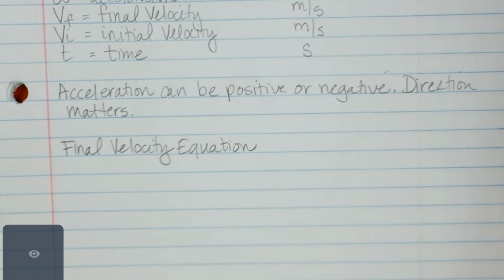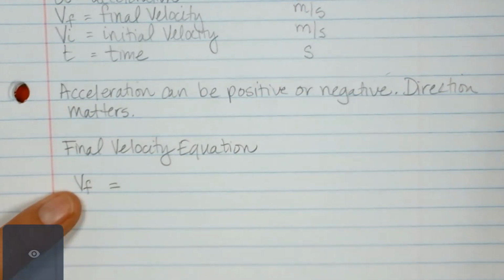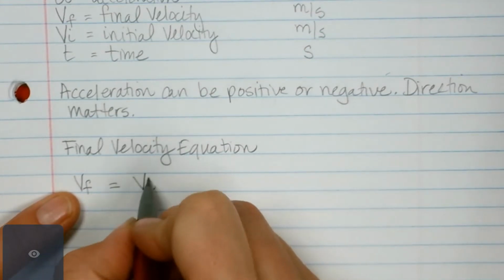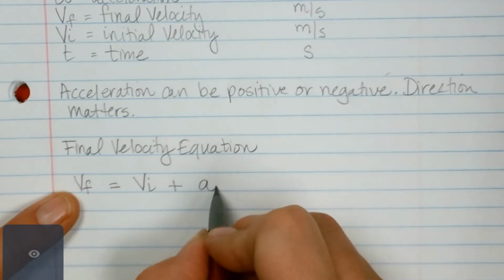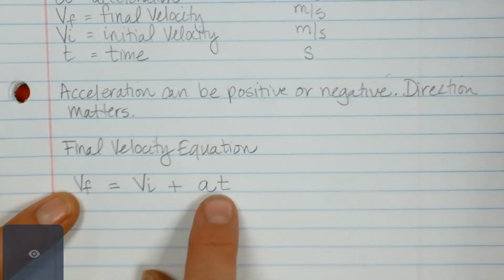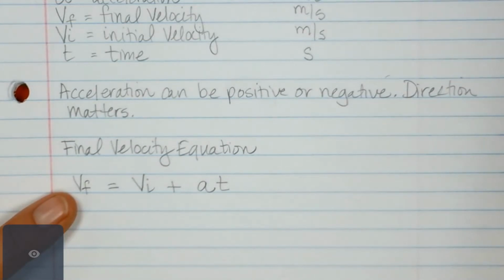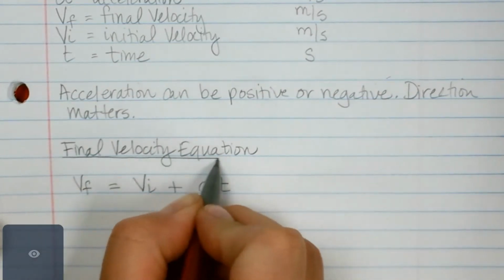So if that's the case, we would be looking for VF. So VF is what we're going to be searching for. So it's going to be final velocity equals my initial velocity plus acceleration multiplied by time. So I'm going to take my acceleration and multiply it by time first because I have to do my PEMDAS, right? So multiplication comes before addition, and then I'm going to add my initial velocity, and that should give me my final velocity. Okay? So that's the final velocity equation.